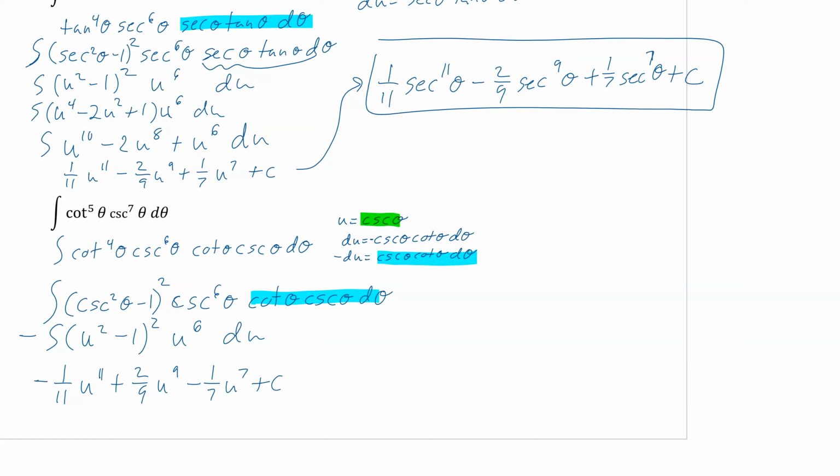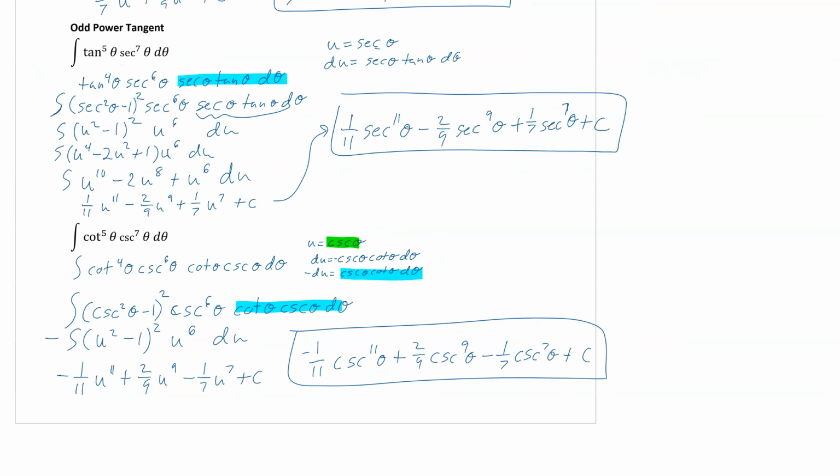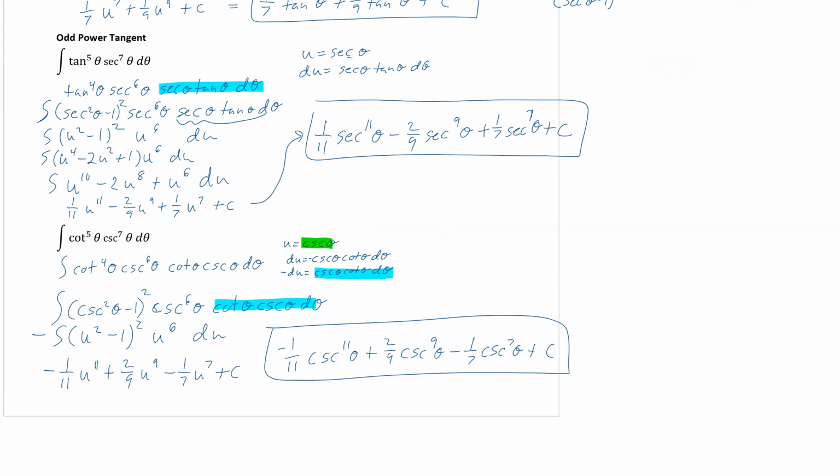So it's the same thing up there too. So it's negative 1/11 cosecant to the 11th theta plus 2/9 cosecant to the 9th theta minus 1/7 cosecant to the 7th theta plus c. So you can see the cosecant cotangents work exactly the same way. So you're good to go.